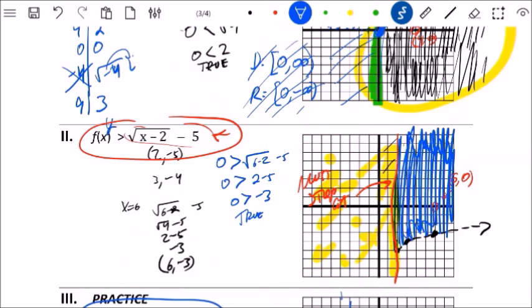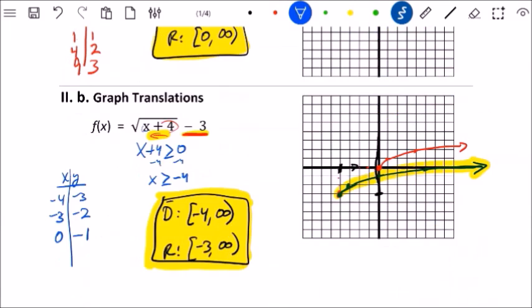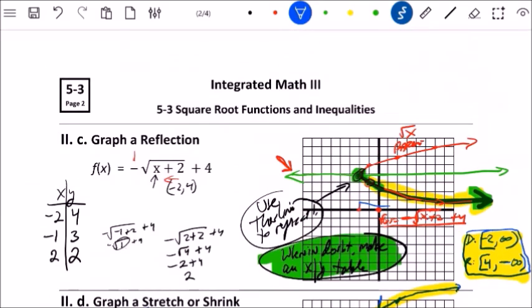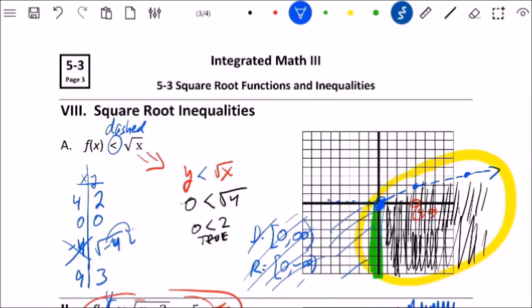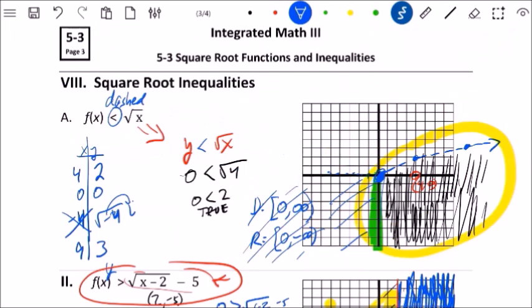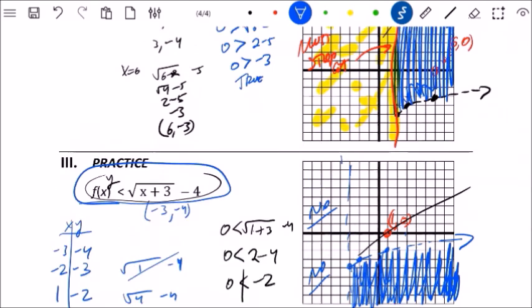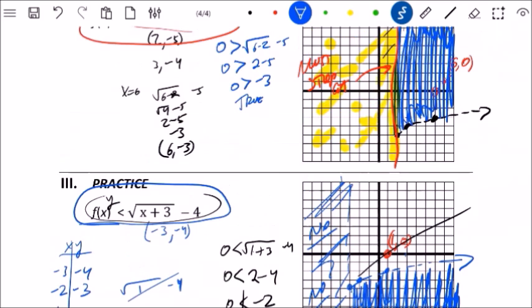Well, thank you for watching and listening, and I hope that helps with understanding how to graph a basic square rooted function. Reflection, stretch or shrink, and inequalities where we have to shade one side or the other, one up or one down. And remembering there's a stopping point in each one, so you can't use these areas.